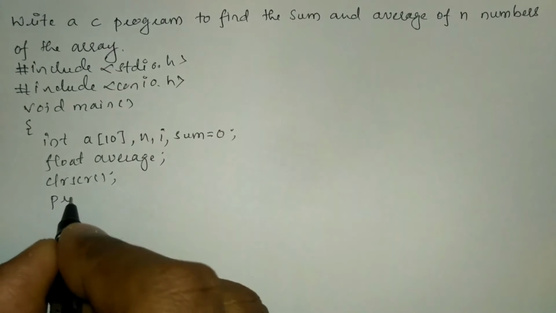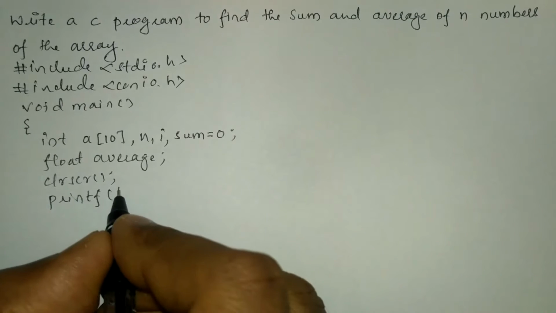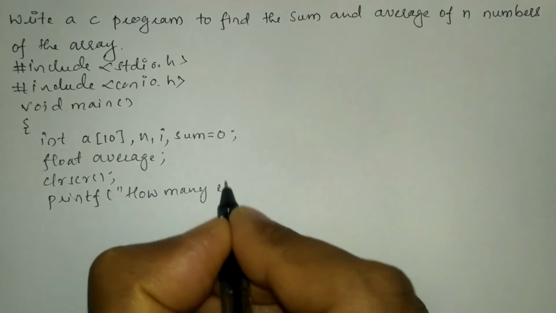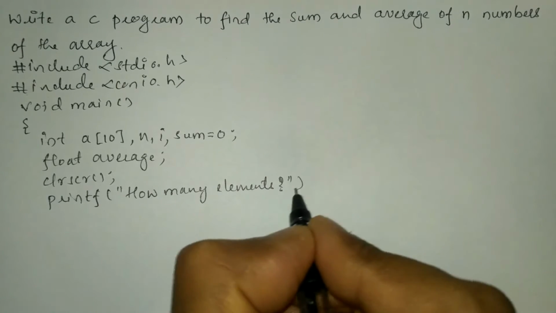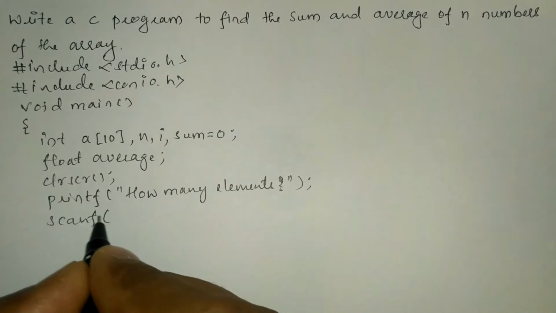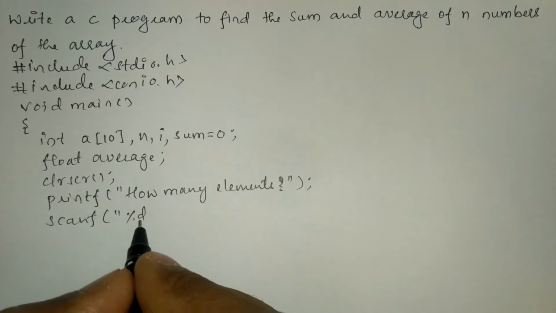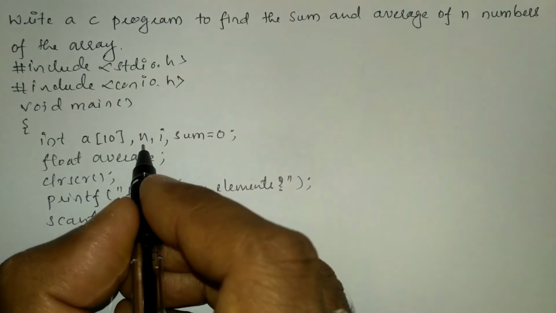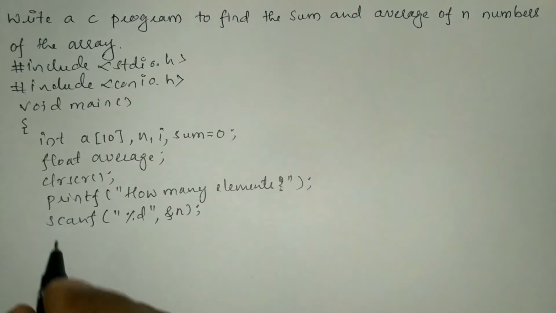Now we will ask the user to enter how many elements using a printf statement. In double quotation marks we'll write how many elements. So end the double quotation mark and put semicolon. And now we are going to receive the response from the user through the keyboard using the scanf function. In double quotation marks we'll write percentage d format specifier which indicates integer type of data. End the double quotation mark, put comma, and we'll use this variable n. Here I'm going to write ampersand of n and put semicolon.